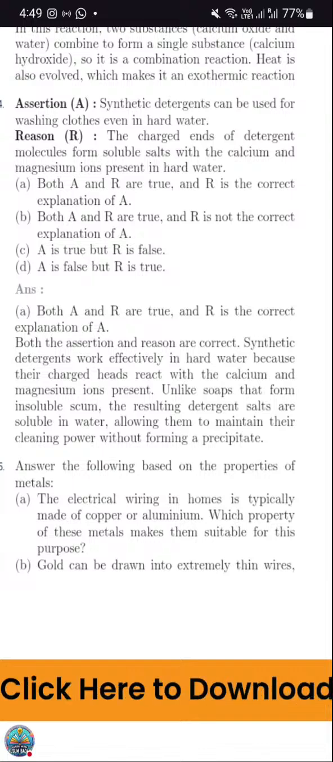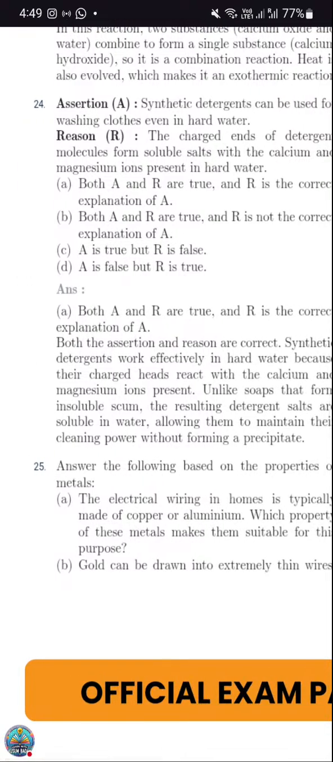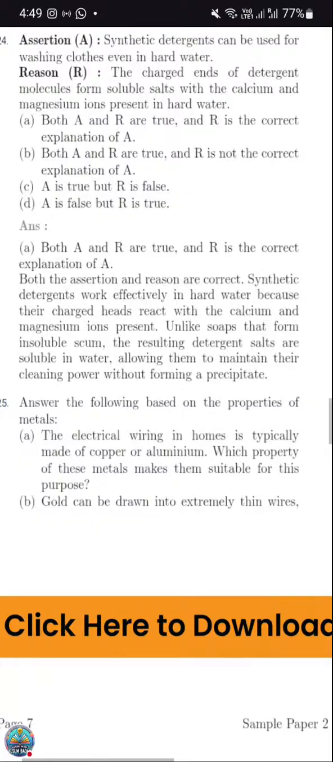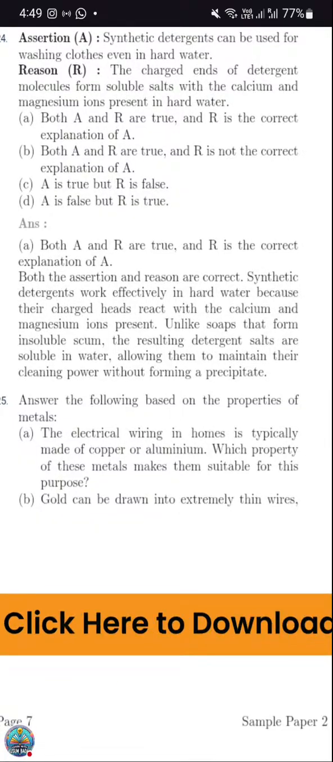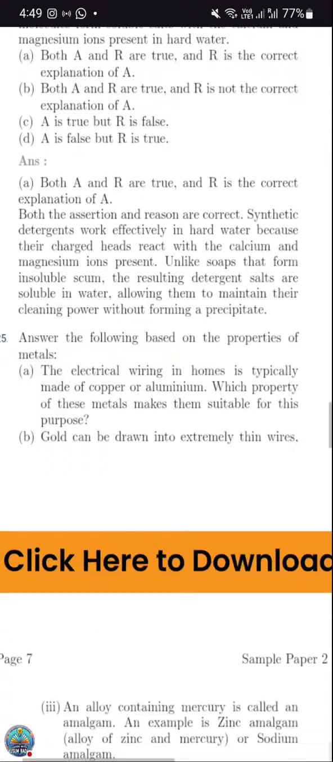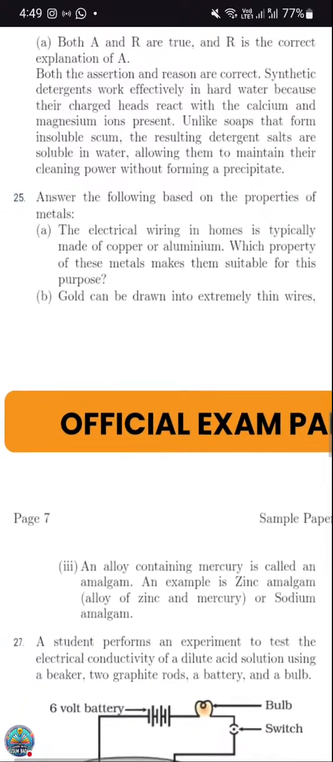Now we have completed the MCQs. In the bio section we had only 9 MCQs. Now here, up to 24 questions of MCQs are there. In bio we got 2 assertion reasoning type questions. In chemistry only 1 assertion reasoning type question is there. Now starting with the long answer type questions.